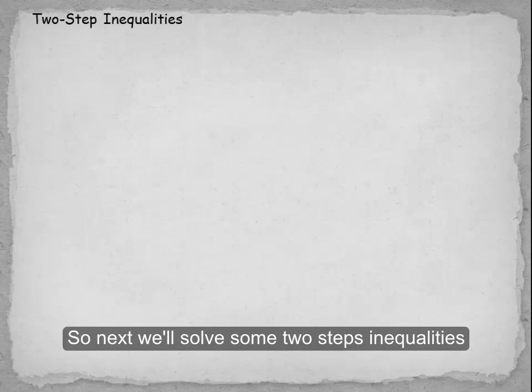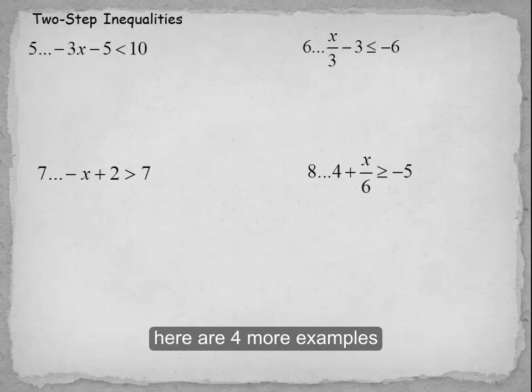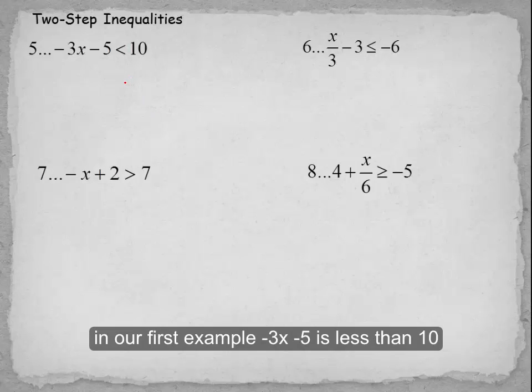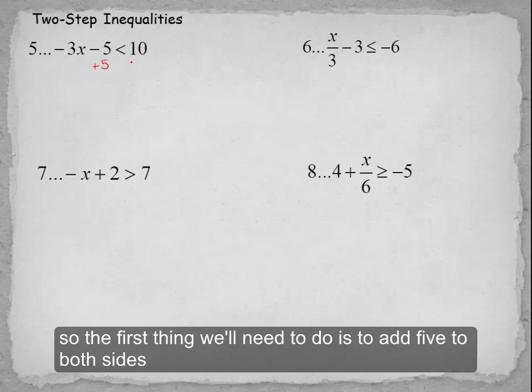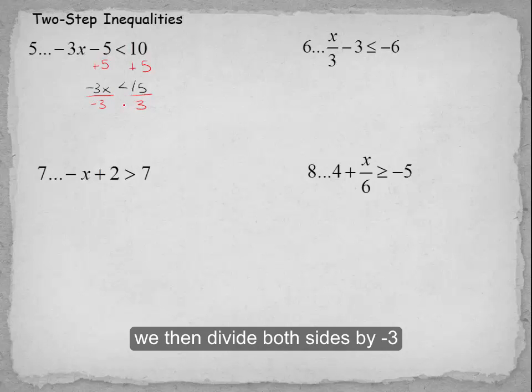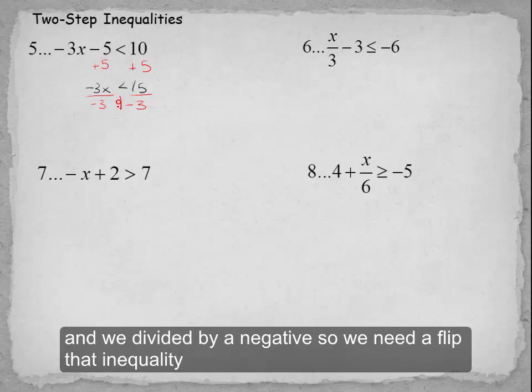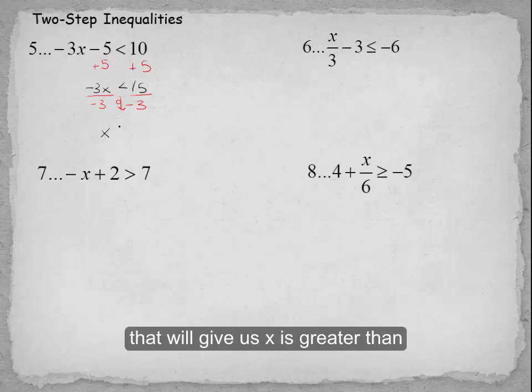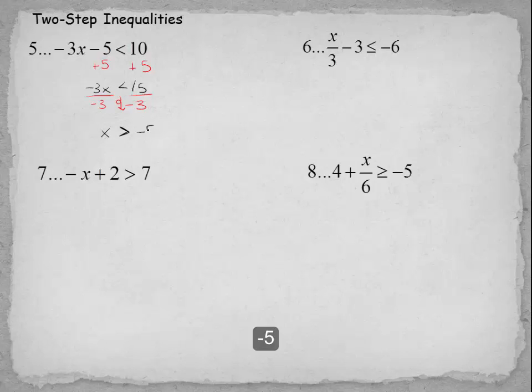So next we'll solve some two-step inequalities. Here are 4 more examples. In our first example, negative 3x minus 5 is less than 10. So the first thing we'll need to do is to add 5 to both sides. This will give us negative 3x is less than 15. We then divide both sides by negative 3. And we divided by a negative, so we need to flip that inequality. That will give us x is greater than negative 5.